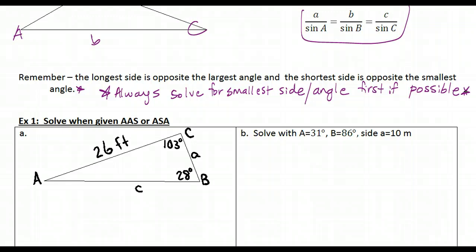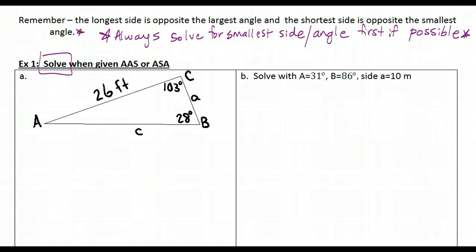So here's what we're going to do. We're going to solve the triangle. Solve means I'm finding all of the missing sides and angles. So in order to do this, we need a side angle pair, because I need to fill into my formula an angle and a side that match. So the first thing I'm going to do is find angle A.